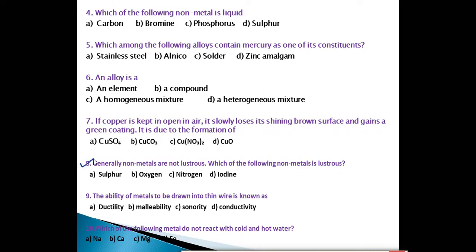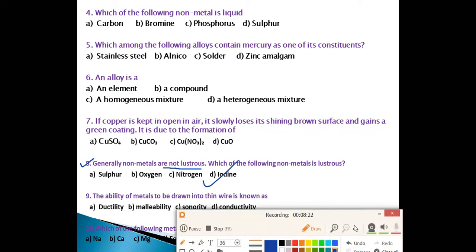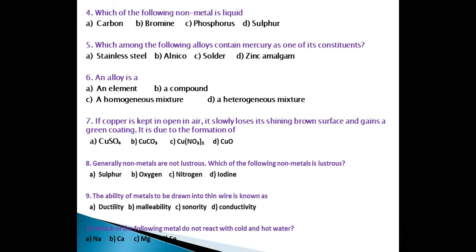Question number 8. Generally, nonmetals are non-lustrous. Which one of the following nonmetals is lustrous? We have read the properties of nonmetals that they are not lustrous. But there is one nonmetal which is lustrous in nature. And what is the name of the nonmetal? Iodine. Iodine is a nonmetal which is lustrous in nature. So these types of questions related to exceptions of metals and nonmetals are very important from your exam point of view.